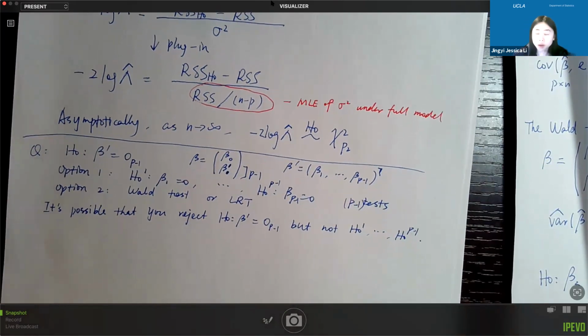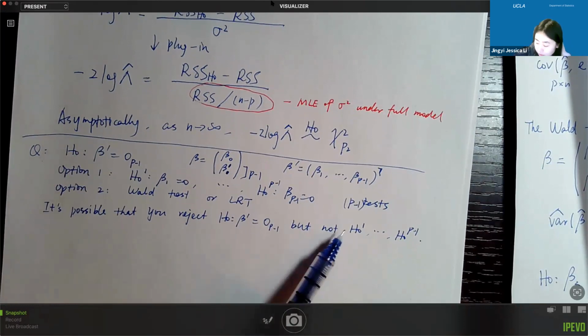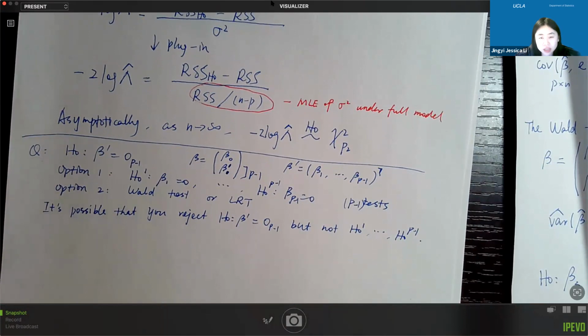And one more thing is that if you do these multiple tests, it's very important to bear in mind that you need multiple testing correction, right? And here we didn't touch that aspect yet. So that's another hassle if you want to go through this multiple testing route. After doing the correction, you will be more conservative and less likely to reject any of those p-1 tests. Okay, so that's a side note and a left-out question from last lecture.